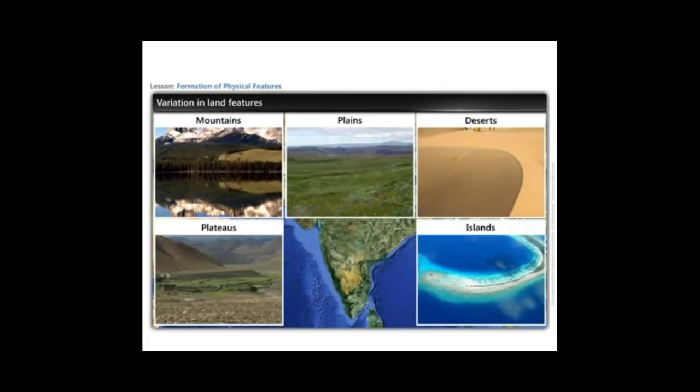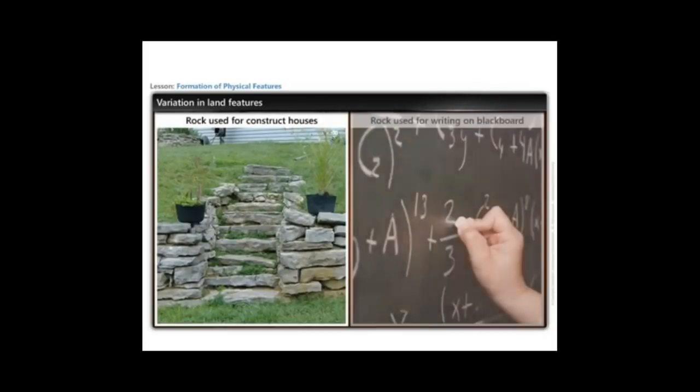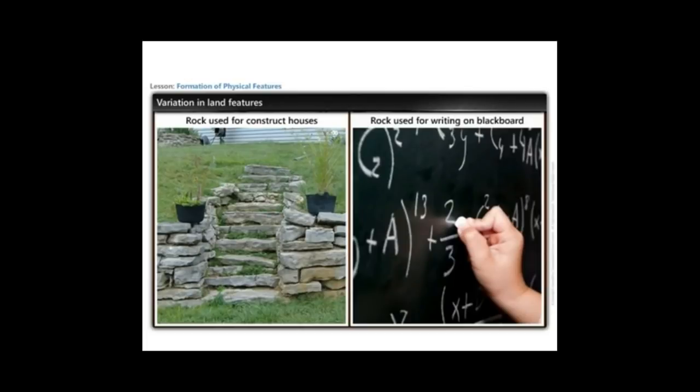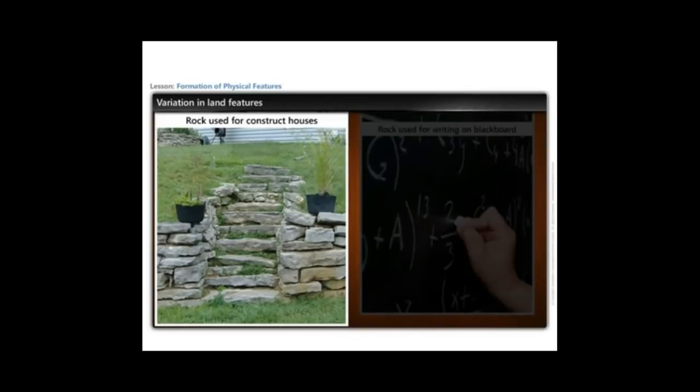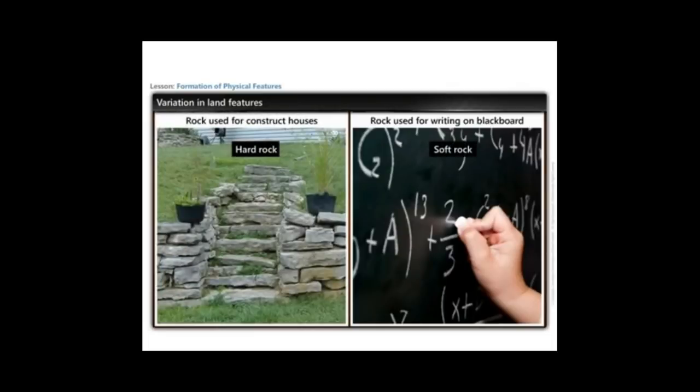Let us learn some of the answers for the question. This is a piece of rock we use to construct houses, and this is a piece of rock we use for writing on the blackboard. What difference do you see in both? One is a type of hard rock and another is a type of soft rock.